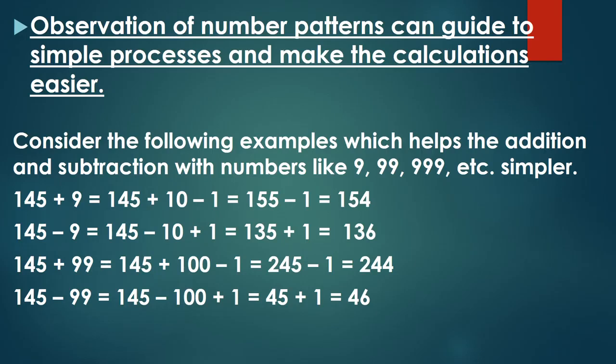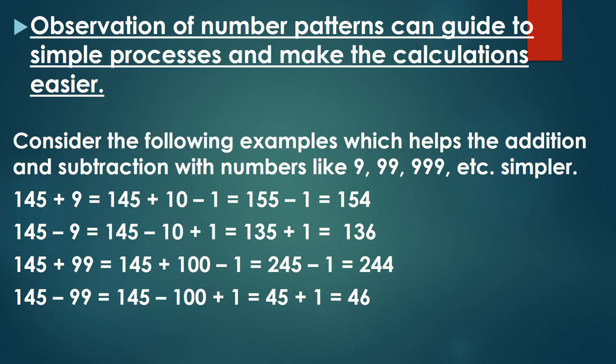We can write down 9 as 10 minus 1. So I am writing in place of 9, 10 minus 1. So it is 145 plus 10 minus 1. 145 plus 10 is 155. And now 155 minus 1 is 154. So there is no need to do any calculation work. Easily, orally, mentally we can do the calculation.